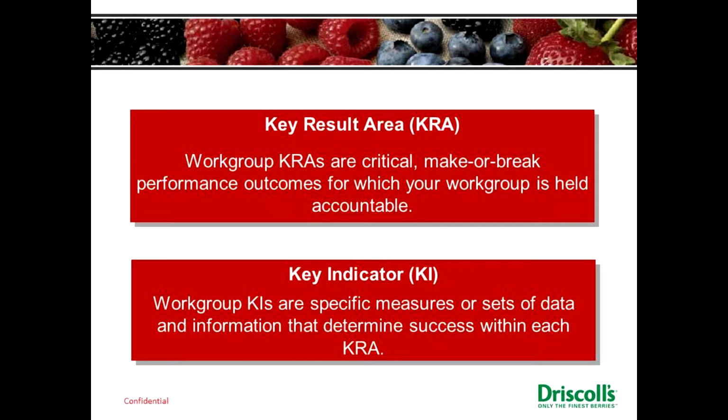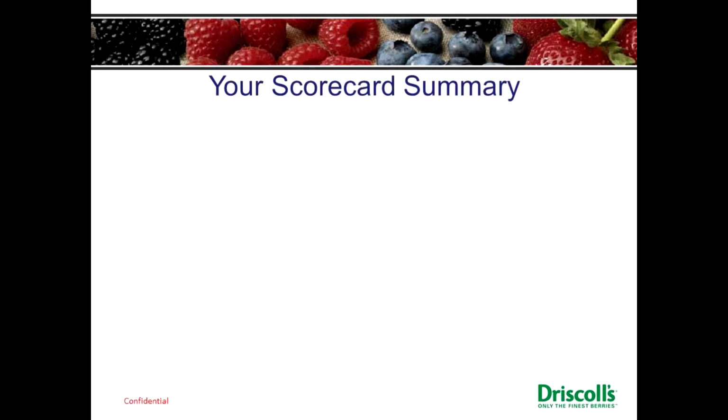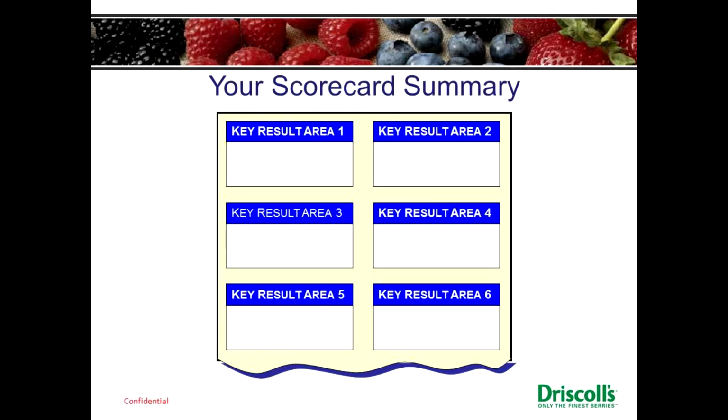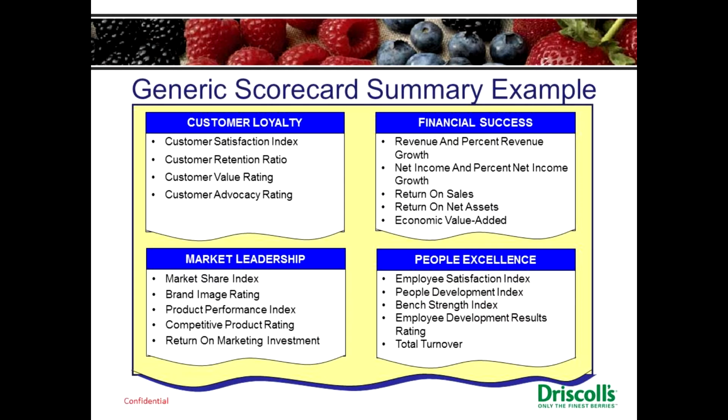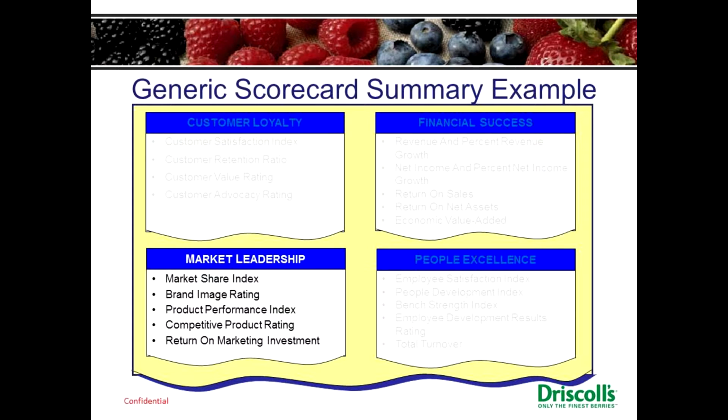Key indicators are specific measures or sets of data and information that determine the success within each KRA. KIs provide feedback on collective progress towards the KRA. Your scorecard summary will show all of your key result areas, and under each key result area, you will include each key indicator that measures the performance toward that specific outcome. Here's an example of a scorecard with key result areas and key indicators. Market leadership, for example, is the key result area or outcome that the organization strives to achieve. This outcome is measured by 5 different key indicators or measures, which collectively determine how well the organization is performing toward the desired result of achieving leadership in the marketplace.